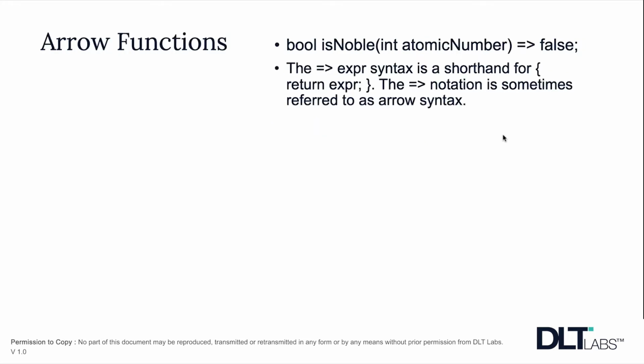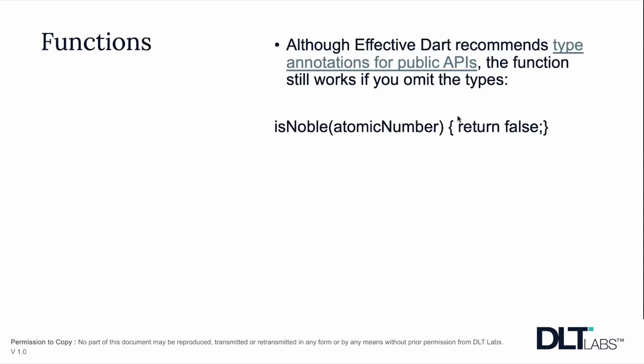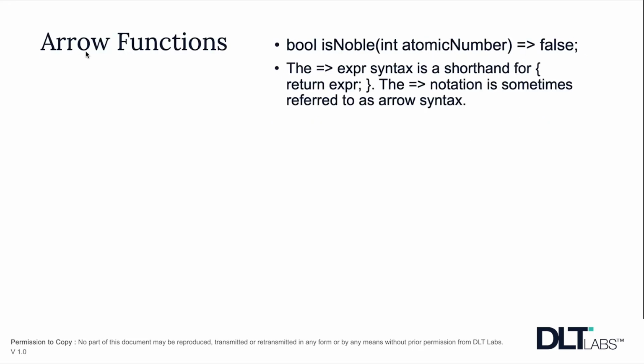Arrow functions. So bool isNoble, input parameters, type, name, and just a single line which is false. So this arrow works similar to this. Instead of putting the curly braces, we can also put the arrow and write the body of the function. The arrow expression syntax is a shorthand for curly braces, returning the expression. The arrow notation is sometimes referred to as arrow syntax.